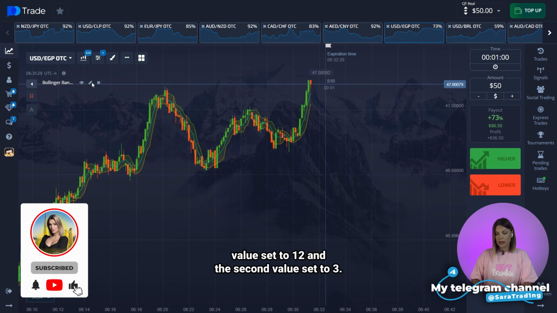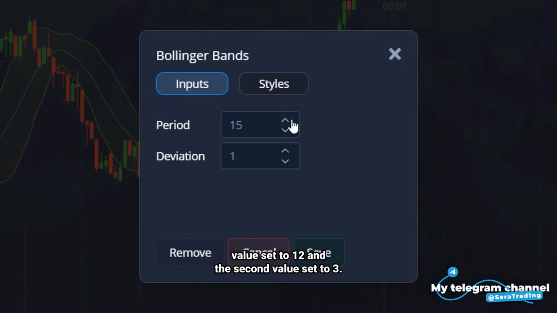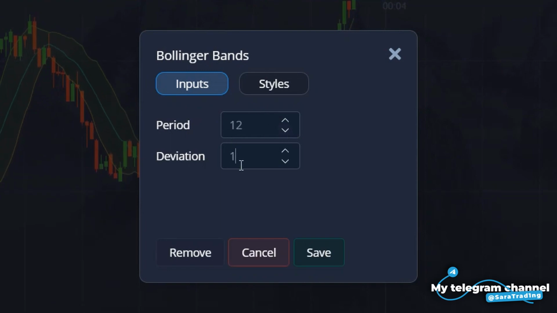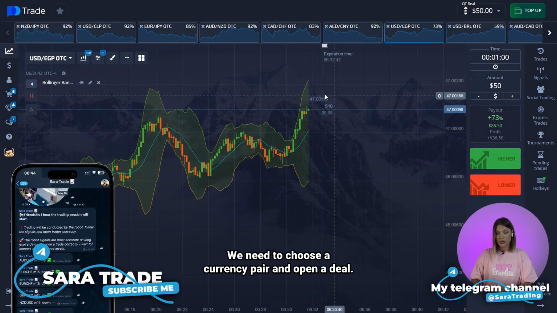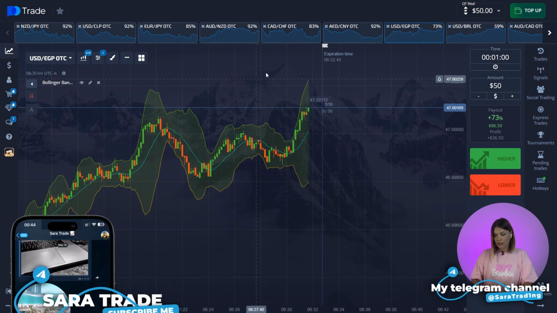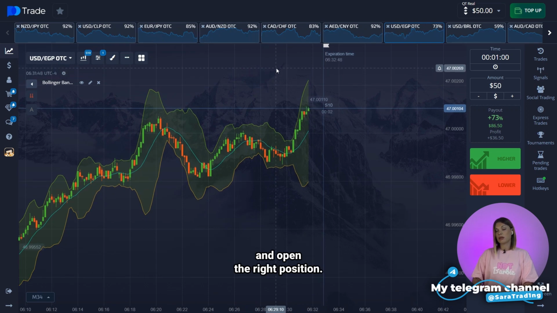The period value set to 12. And the second value set to 3. Next we save, and this is the picture we get. What are our next steps? We need to choose a currency pair and open a deal. Now we'll select an asset and you and I will analyze it and open the right position.